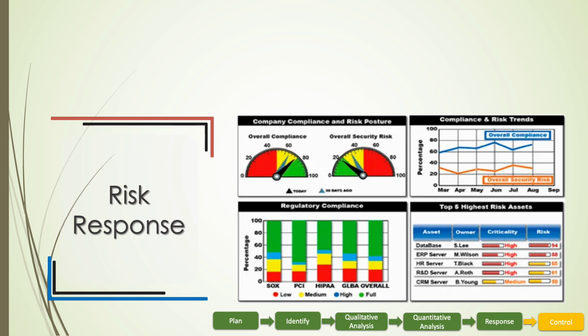Beyond compliance monitoring, the dashboard pinpoints critical risk areas by identifying the top 5 highest risk assets within the organization. Each asset is listed alongside its owner, criticality level, and quantified risk score, providing a clear prioritization map for mitigation efforts. Together, these analytics tools deliver a robust framework for improving operational security, achieving regulatory goals, and protecting vital business assets, all in a visually intuitive, decision-focused manner.